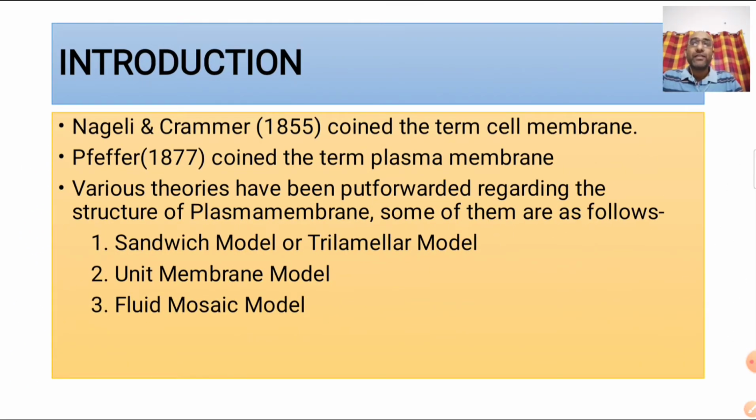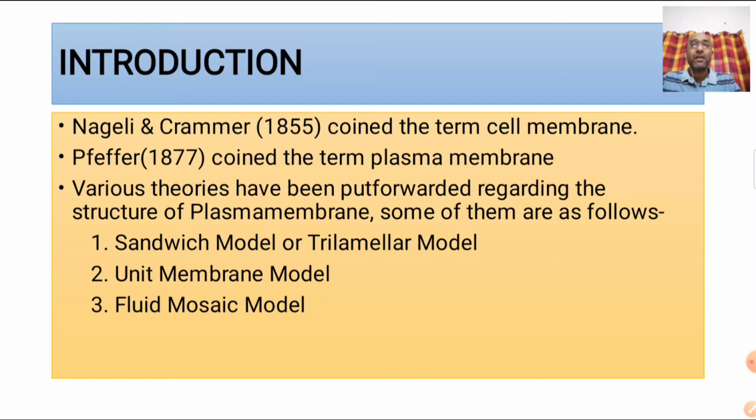As far as the plasma membrane is concerned, the term cell membrane was first coined by Nagel and Kramer, and the term plasma membrane was coined by Pfeffer in 1877. The same thing, only the nomenclature is different. So in 1855, the term cell membrane was used by Nagel and Kramer, and later in 1877, it was given the name plasma membrane by Pfeffer.